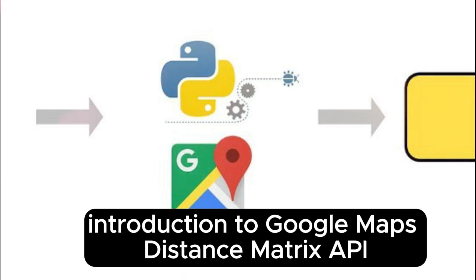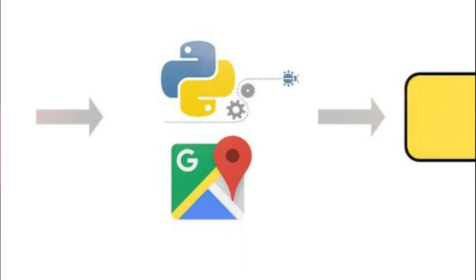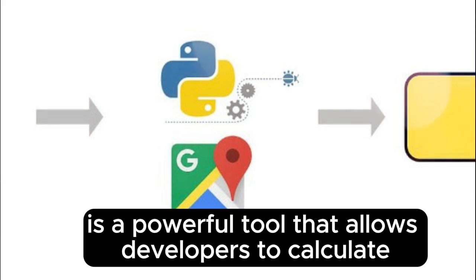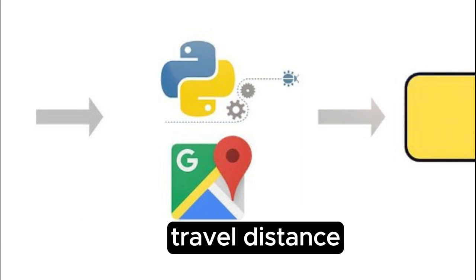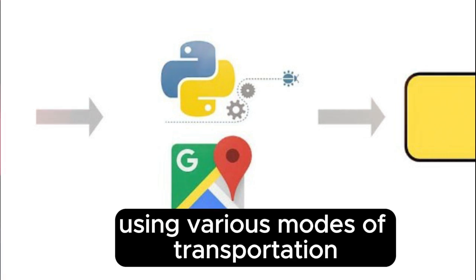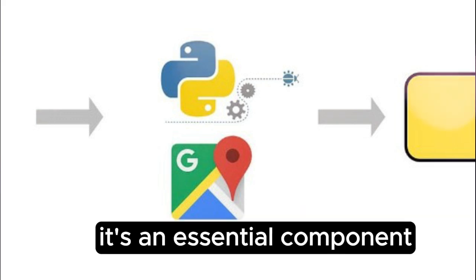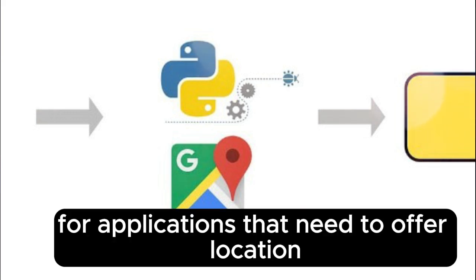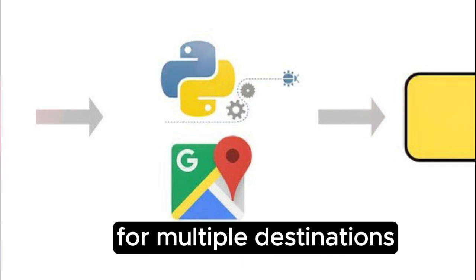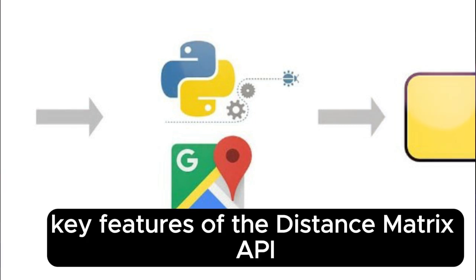Introduction to Google Maps Distance Matrix API. The Google Maps Distance Matrix API is a powerful tool that allows developers to calculate travel distance and time between multiple origins and destinations using various modes of transportation. It's an essential component for applications that need to offer location-based services, calculate delivery times, or provide routing information for multiple destinations. Key features of the Distance Matrix API.